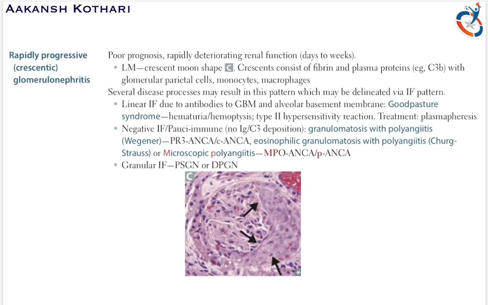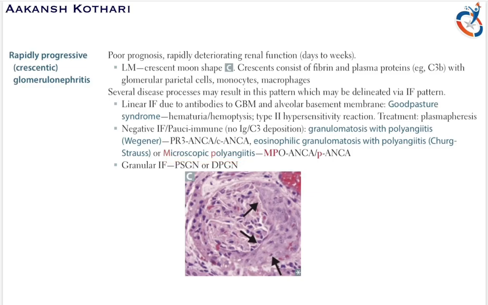Now let us talk about the last one, the negative immunofluorescence or the pauci-immune, in which there is no Ig, or immunoglobulin, or C3 deposition. Now the major diseases which are connected to negative immunofluorescence are Wegener's granulomatosis, that is granulomatosis with polyangiitis, and Churg-Strauss disease, which is eosinophilic granulomatosis with polyangiitis. There is also one more disease, that is microscopic polyangiitis.